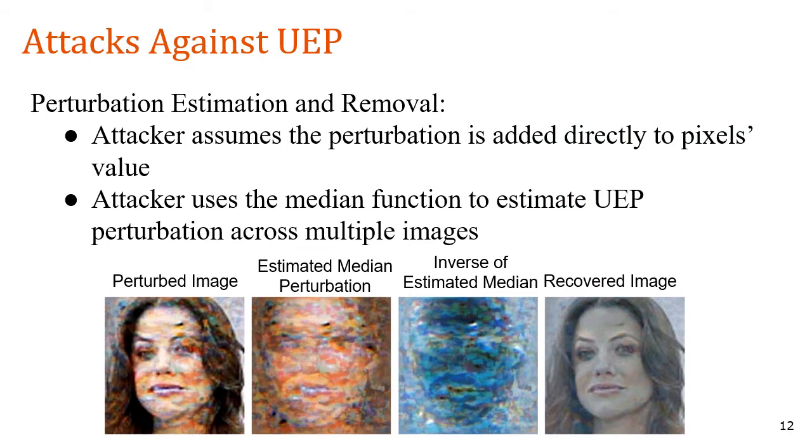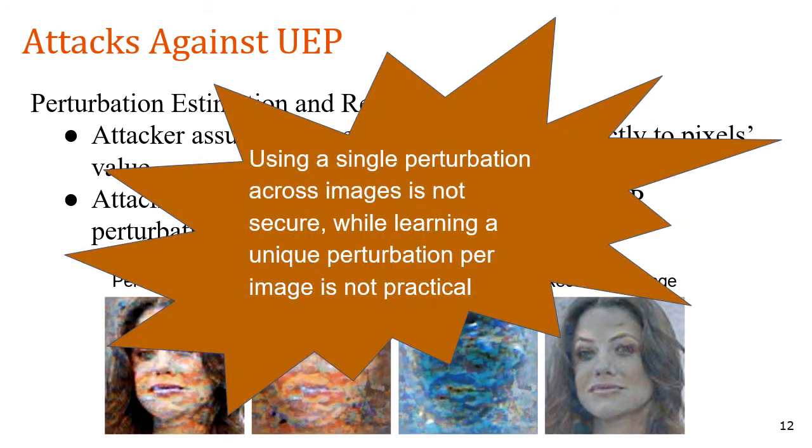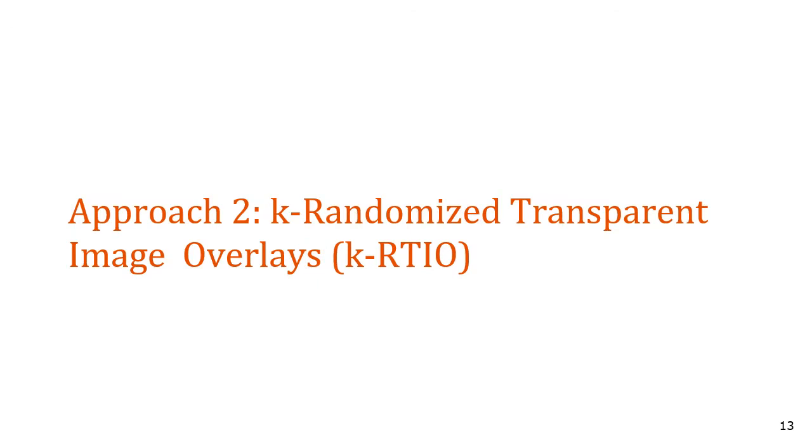The problem with UEP is that we use a single perturbation for several images, so it's not secure. And the solution is that we have to use a unique perturbation per image, and it's not practical. To address this problem, we came up with another idea, and the new approach is called k-Randomized Transparent Image Overlay, or k-RTIO.